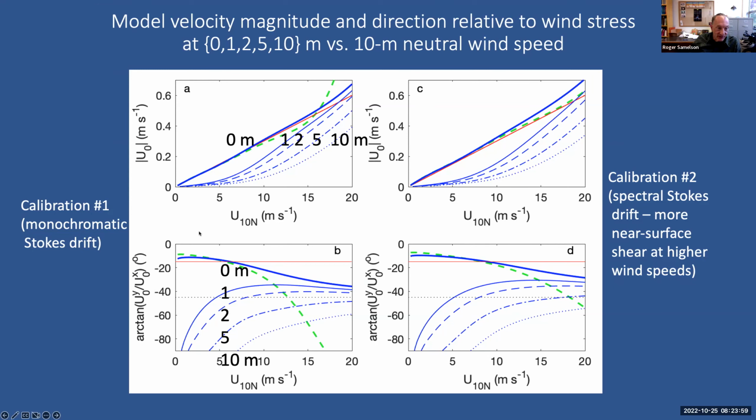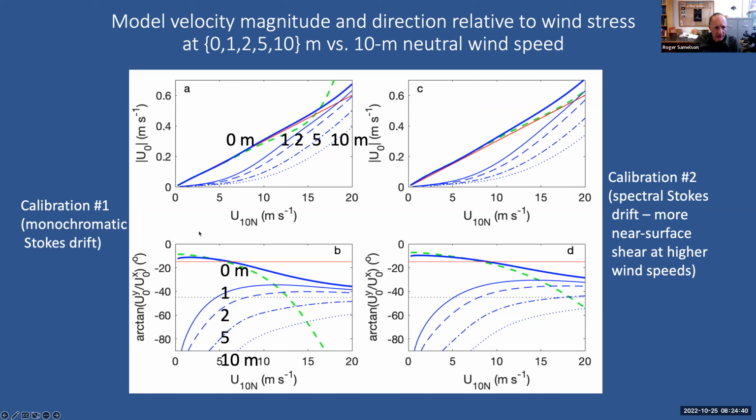And here's a way of looking at those. On the top panel is the magnitude of the model velocity versus wind speed at various depths, so 0, 1, 2, 5, and 10 meters, going from the thick solid down to the dotted blue line. And in the bottom two panels is the direction at those depths versus wind speed again. And the left panel is the calibration based on the monochromatic Stokes drift, and the right panel is spectral Stokes drift. And so you can see there's a little bit more shear near the surface, particularly at the higher wind speeds in the calibration on the right.